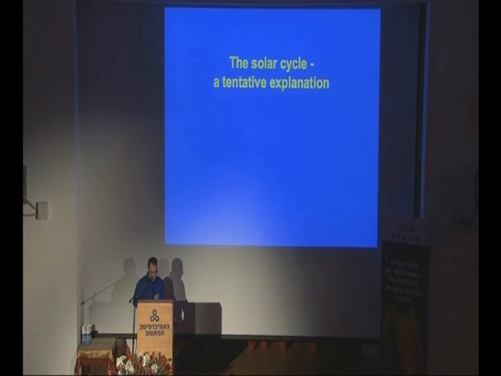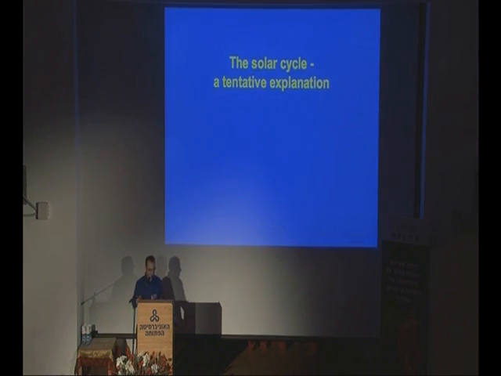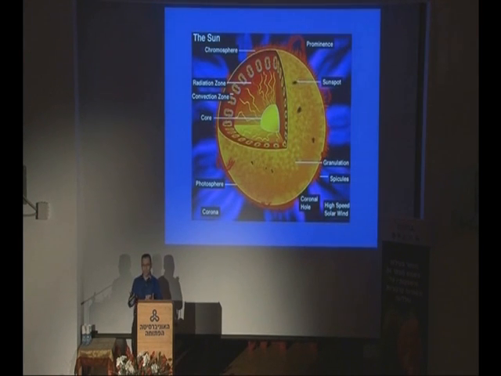Okay. So now I'm going to talk about the nature of the solar cycle. The nature of the solar cycle starts with convection or motions in the sun that move the magnetic field, convert the kinetic energy into magnetic energy, and change the magnetic topology via the motions in the sun.